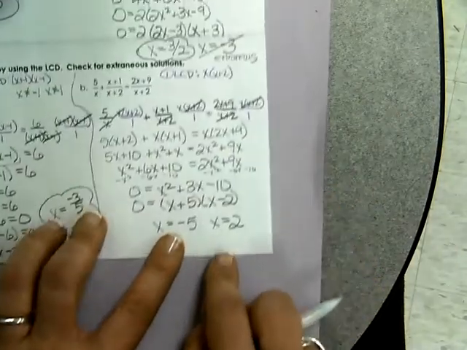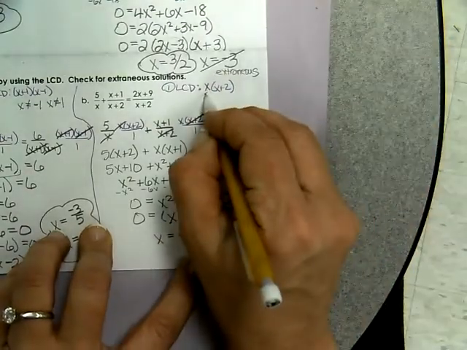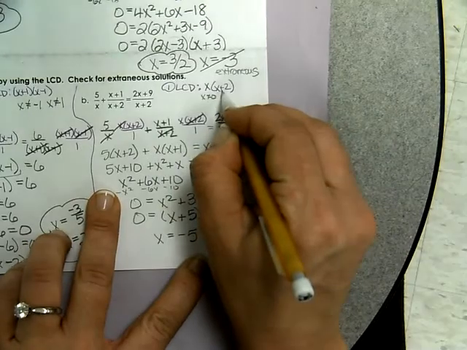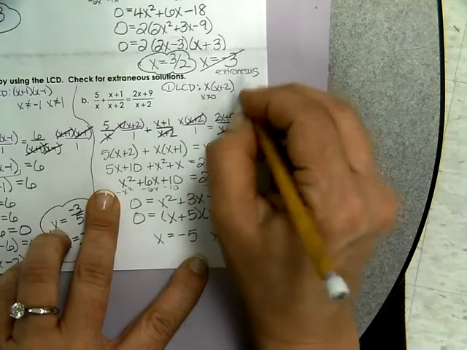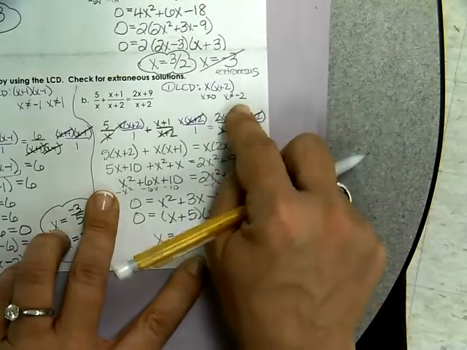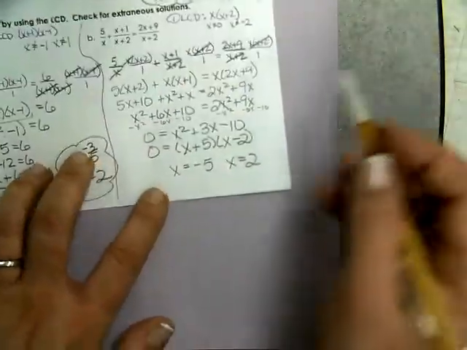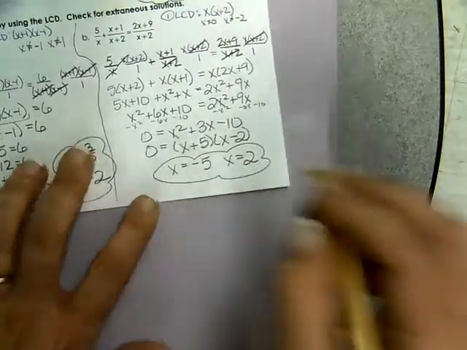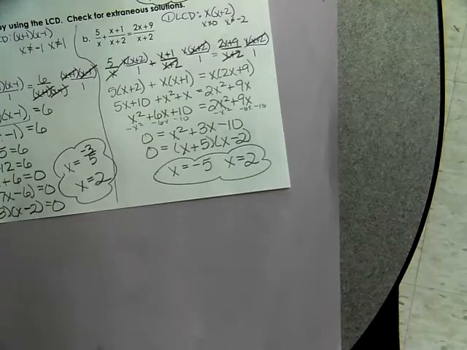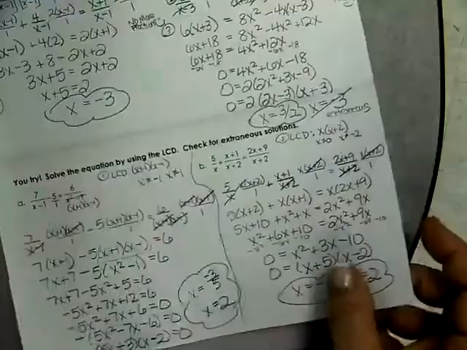Let's check to see if any are extraneous. Ooh, I see a 2 up here. But let's look. This is telling us that x can't be 0. If we set x plus 2 equal to 0, that tells us that x can't be negative 2. But both negative 5 and positive 2 are fine. So here, again, is an example of where both solutions end up working. Okay? So those are the steps that you're going to follow for most of the problems today.